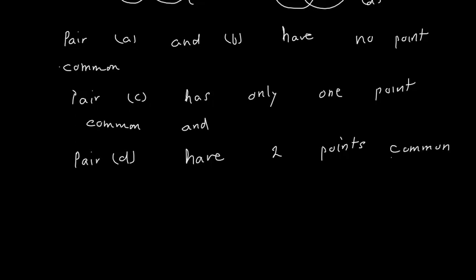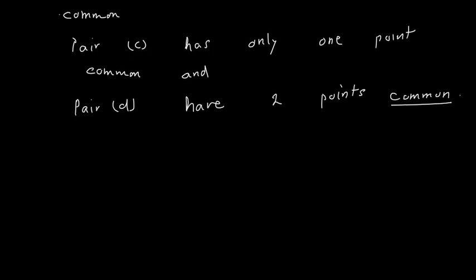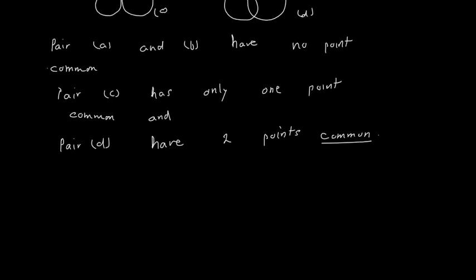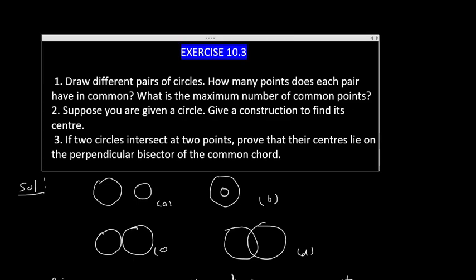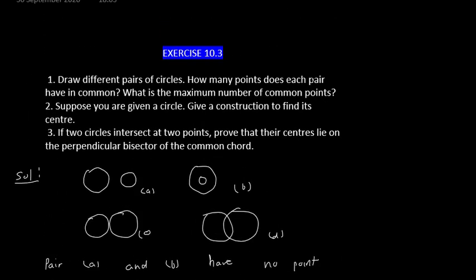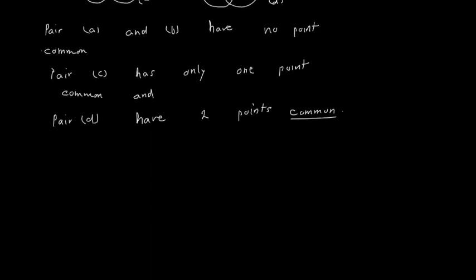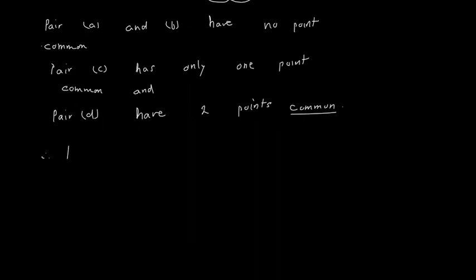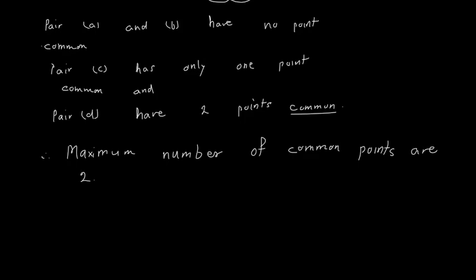Now think whether you can draw any circle which has 3 points common or 4 points common, like that. So you will find that it is not possible. So next question is, what is the maximum number of common points? So I will say that the maximum number of common points is 2. So this is the maximum number of common points.